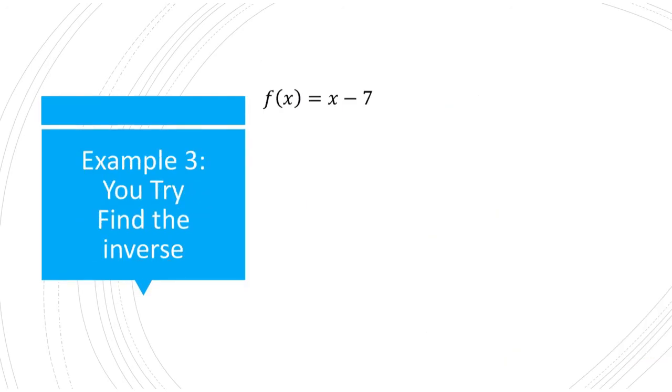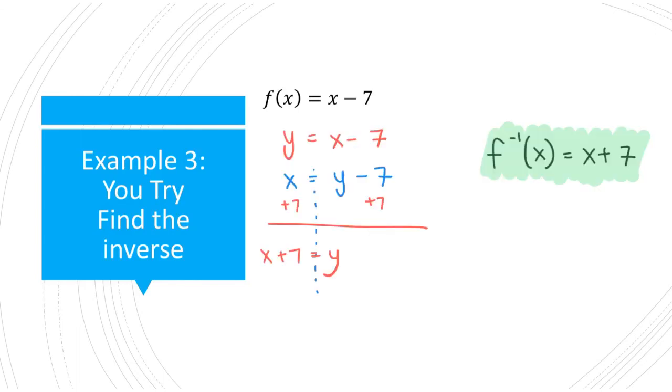Last one, let's have you guys try this one on your own. Pause the tape and we'll come back and check your answers. All right, and here we are. The very first step that I did was I wrote it as y equals x minus 7 instead of f of x. Then I switched my x's and my y's in order to start the process. Lastly, I had to add 7 to both sides in order to get y by itself, and then I rewrote it using inverse notation, or that f to the negative 1 power. So my answer is the inverse of f is x plus 7.